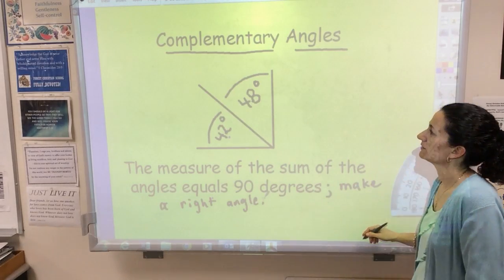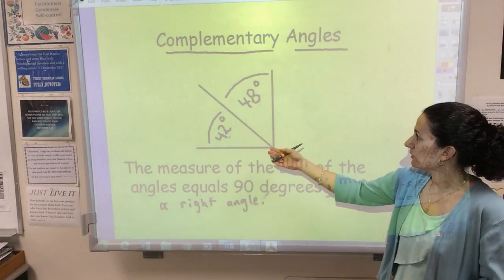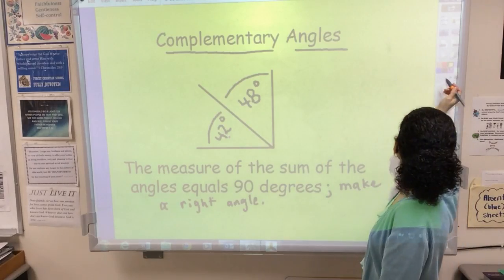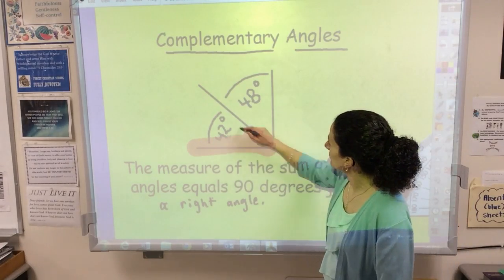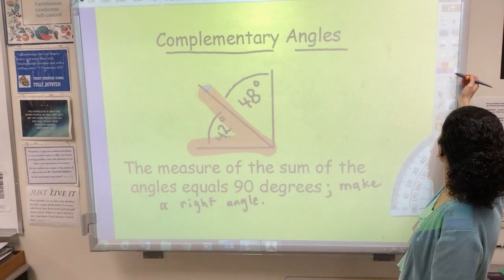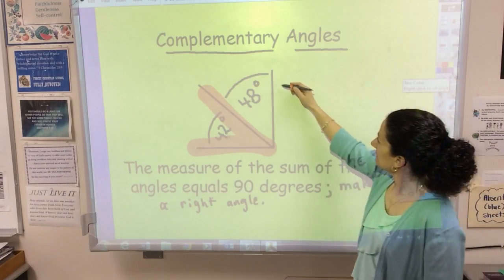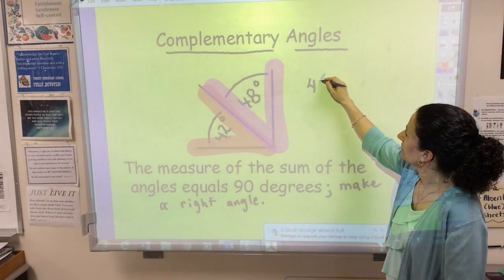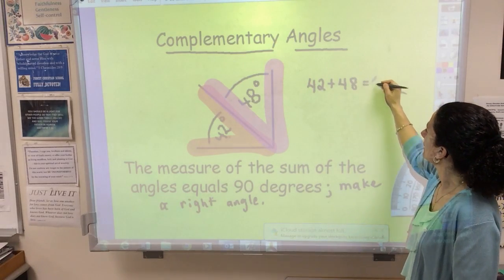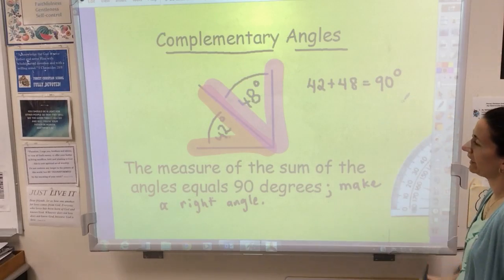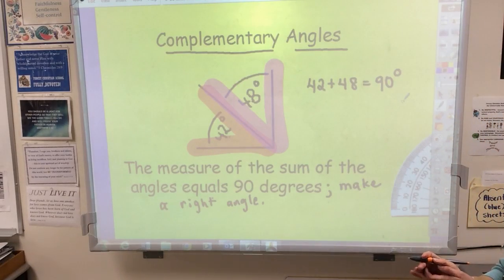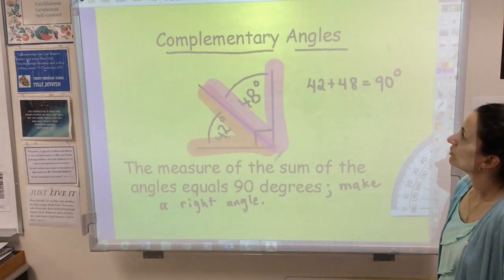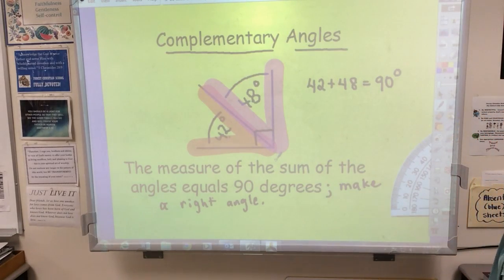Copy the drawing as well, and you can see that an angle that measures 42, highlight them here, this angle that measures 42, if we add it to this angle that measures 48, together they equal 90. 42 plus 48 equals 90. Together they make a 90-degree angle. Together they make a right angle. You see that square corner? So complementary angles are 2 angles that equal 90.